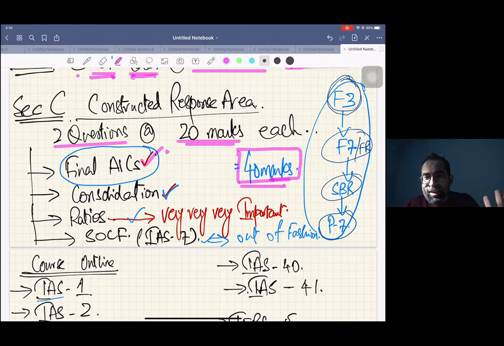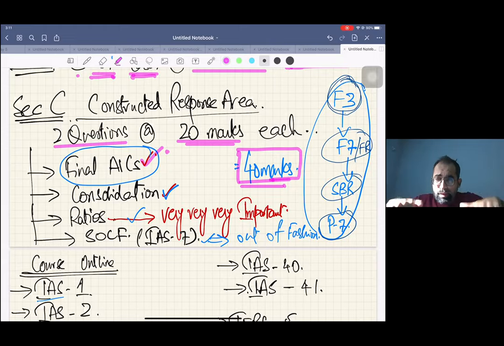But to be very honest, at F3 level the adjustments were very simple. For example, closing stock is equal to 40,000. This is the adjustment. Machines are to be depreciated at the rate of 20% on cost, right? Bad debts of 20,000 are to be written off. These were the kiddish adjustments you used to study, very basic adjustments in F3.